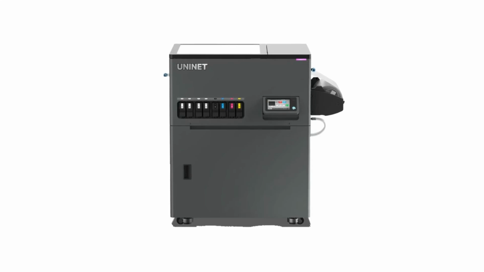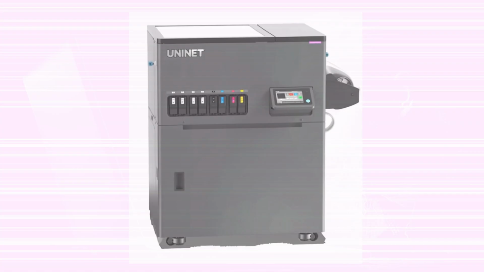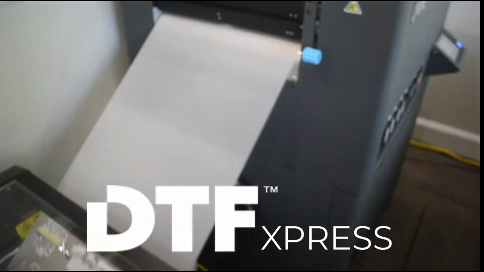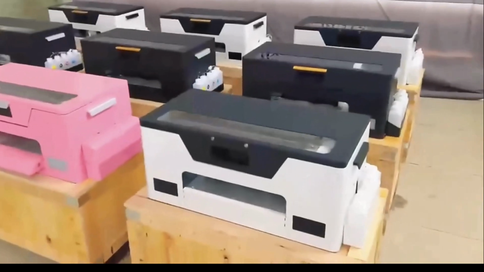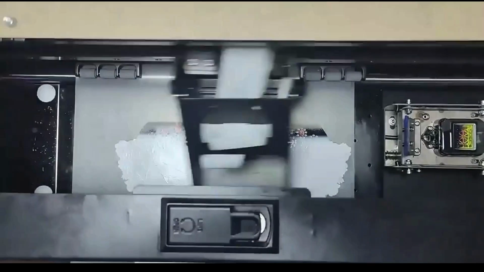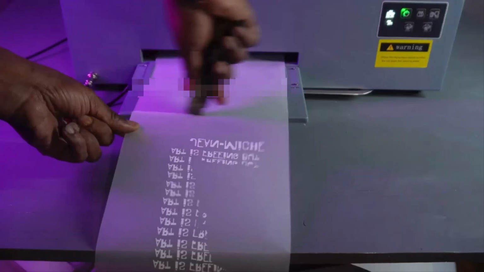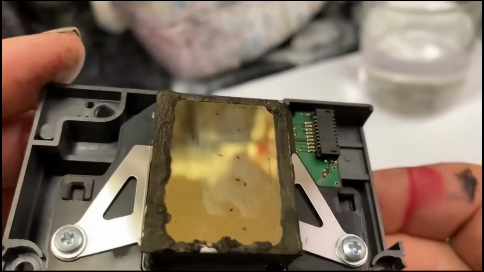This machine has changed the game. This is a new concept in DTF technology. Unlike the standard DTF, which is alright, but they do have issues. They can be kind of cheaply manufactured, the software can be janky, they can be slow, and sometimes they can only print one image at a time. And they have notorious clogging issues.